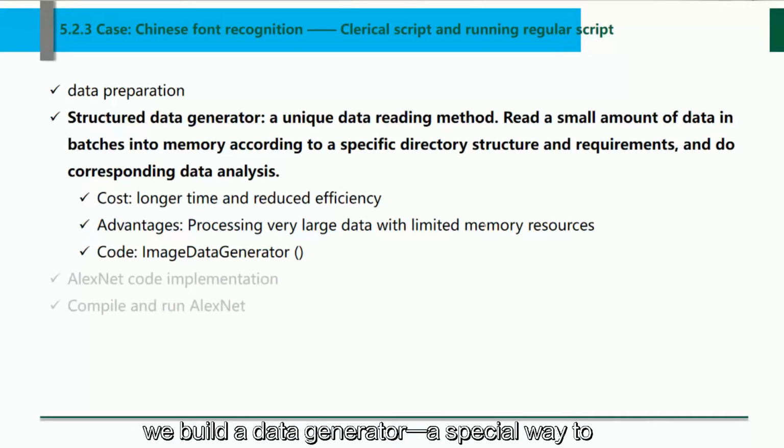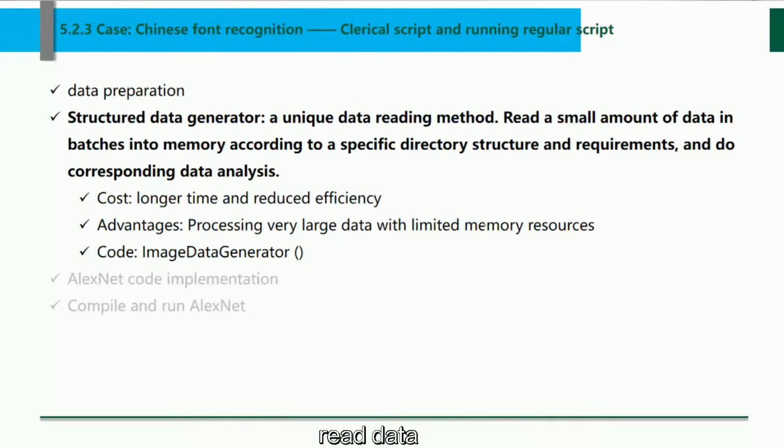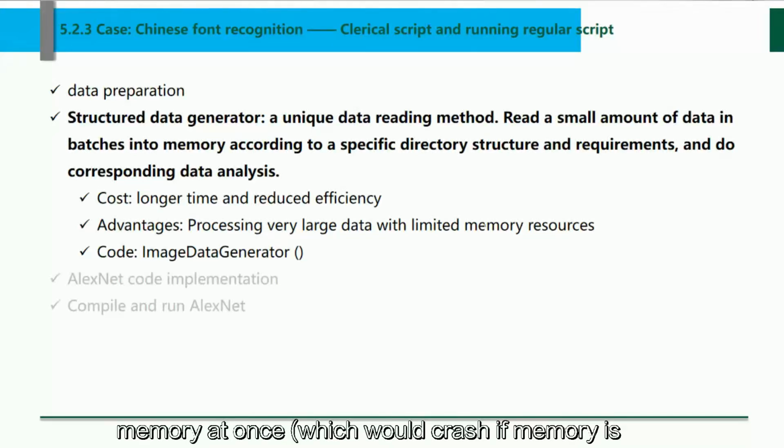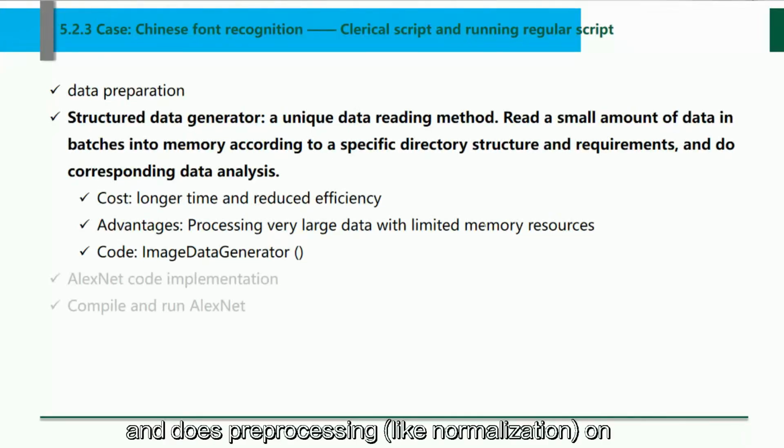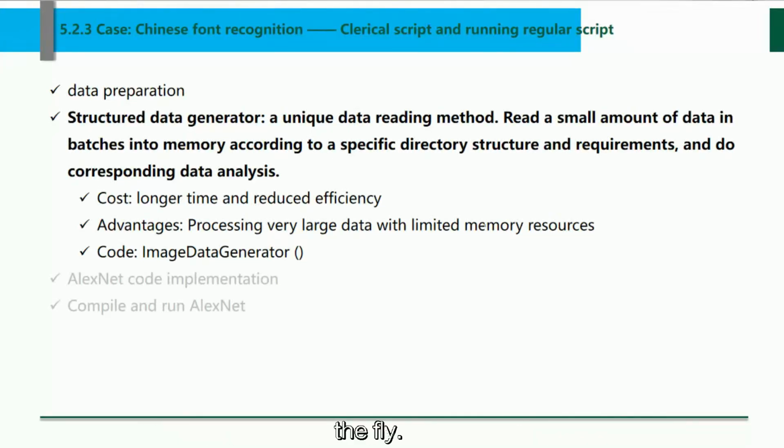Next, we build a data generator, a special way to read data, crucial for large datasets. Here's why we use it. Principle: instead of loading all data into memory at once, which would crash if memory is limited, it reads small batches of data on demand according to the directory structure, and does pre-processing, like normalization, on the fly.